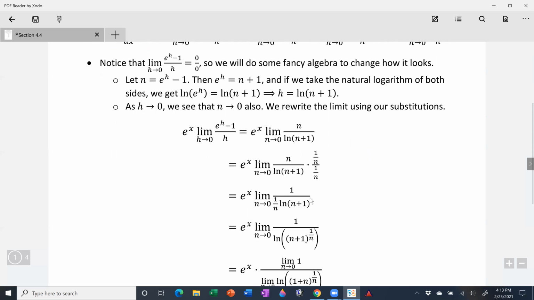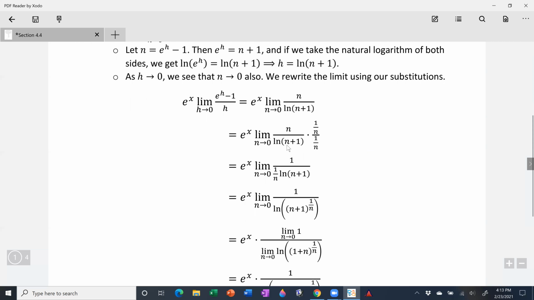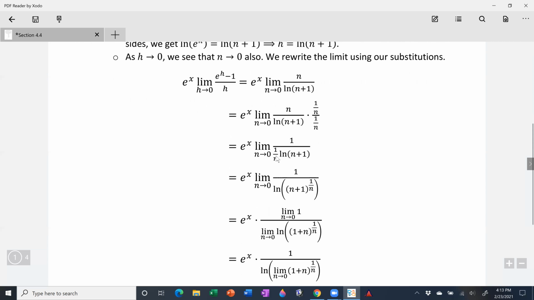Okay, so let's continue to do some manipulation here because we still have a 0 divided by 0 problem. So I'm going to multiply the numerator and denominator by a big fancy 1. Okay, 1 over n over 1 over n. So 1 over n multiplying onto that n cancels and becomes a 1. 1 over n on the denominator, I'm just going to write it in the front here as 1 over n times that natural log. Okay, now we want to take advantage of some log properties.